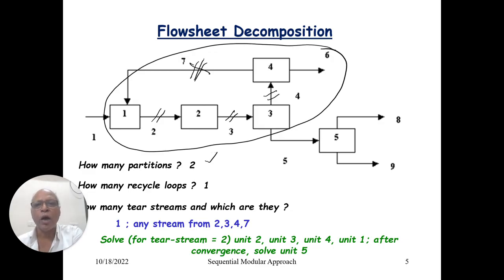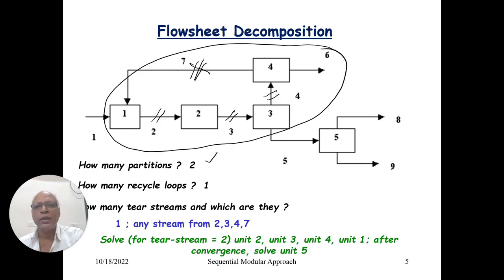So you have an option of selecting stream 2, stream 3, stream 4 and stream 7 as the tail streams. Of course, in the case of sequential modular approach, by default, the recycle stream is usually taken as the tail stream. Anyway, we will try to discuss some issues related to identifying the tail stream at a later stage. So, the computational sequence is going to depend on the tail stream that you are taking.